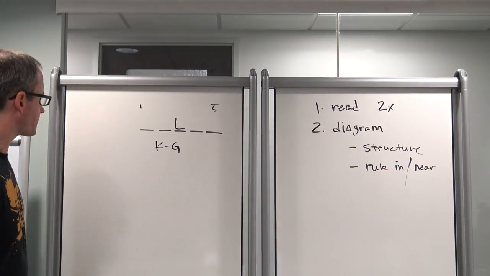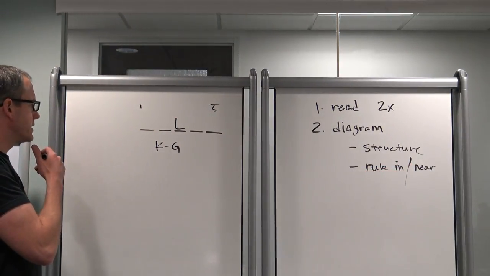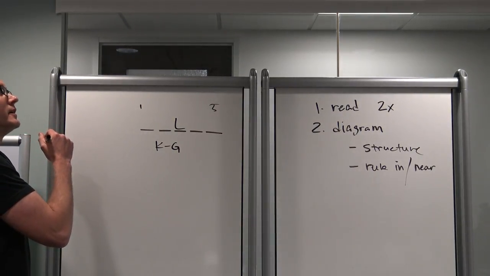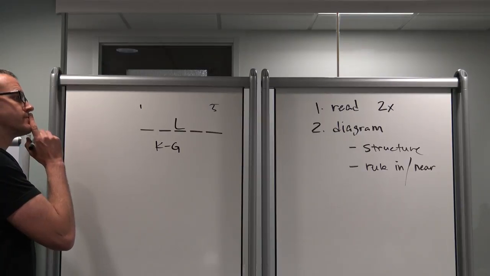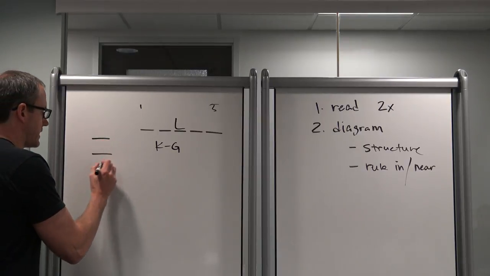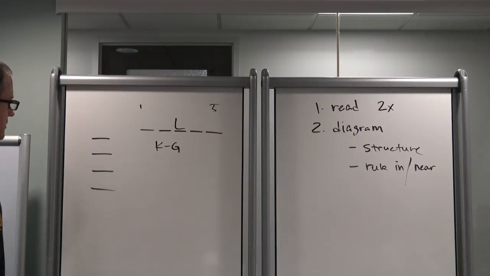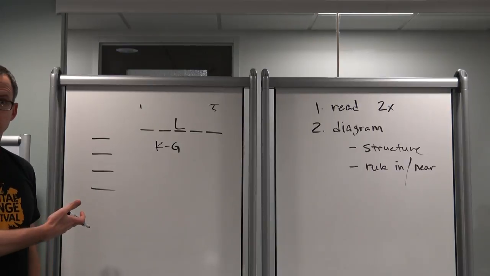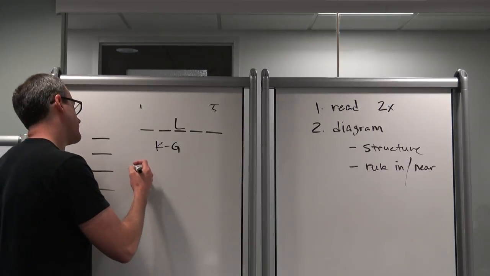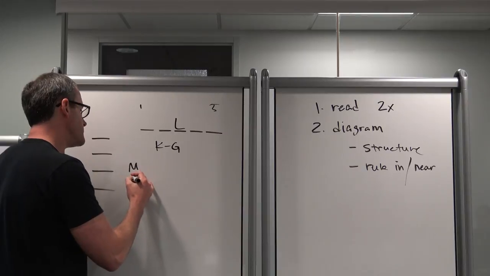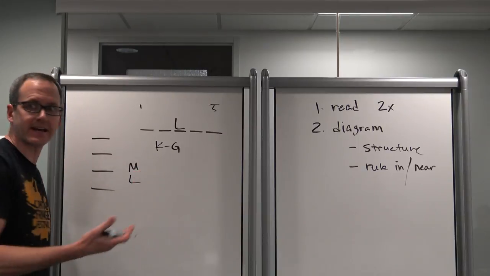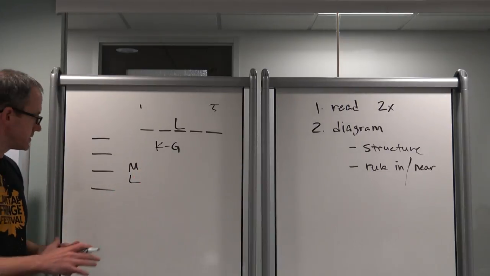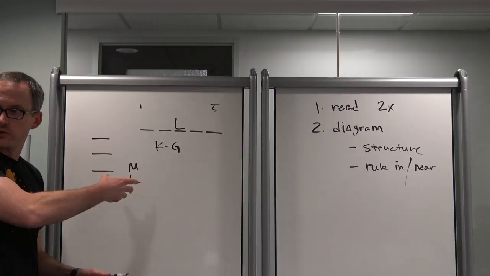So for example, if you have a game in which they tell you that, I don't know, let's say that it's like layers of cake. There's a game that talks about layers of cake. And you decide to do your diagram like this, right? Well, if they told you that M is immediately above L in that cake, right? If mango is immediately above lemon, then that is how your rule is going to look.